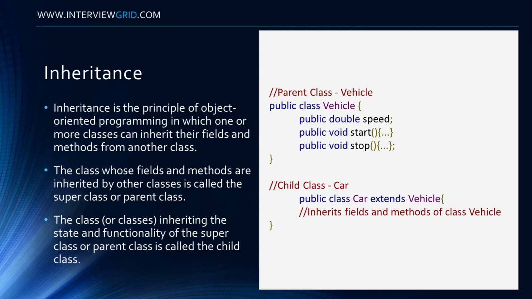The class car inherits the fields and methods of the class vehicle. The class car is the child class. The class vehicle is the parent class. This relationship in object-oriented programming language is commonly termed as an is-a relationship. In this example, we can say that a car is a vehicle.